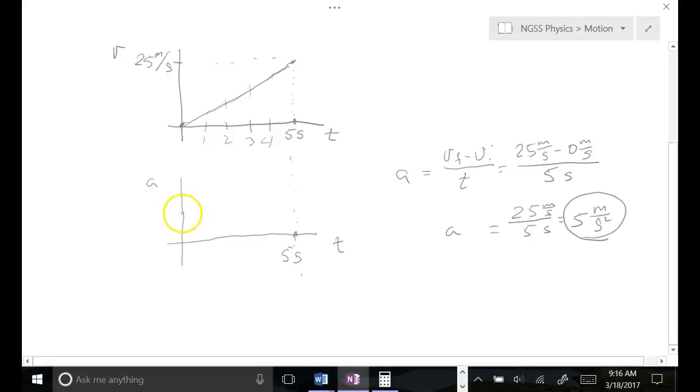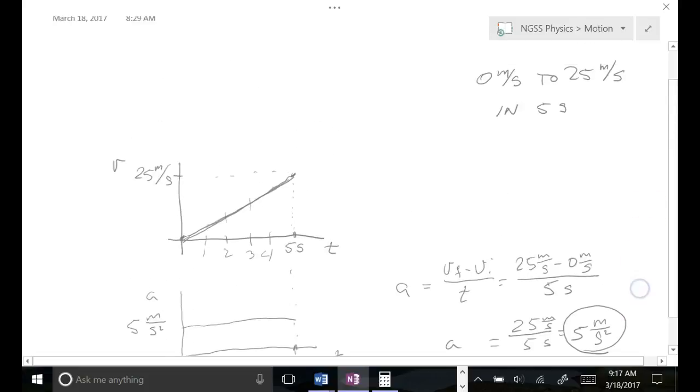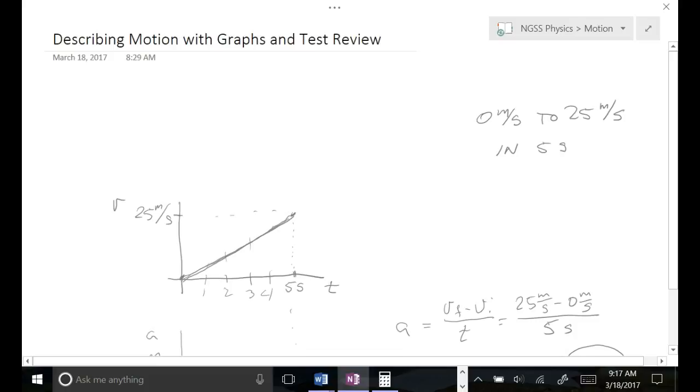Okay, so if I'm going to plot this, notice that this is a straight line. So what that means is the slope is the same at every point. So it's a constant. Graphing a constant is just a straight horizontal line at 5 meters per second squared. Okay, so we found our acceleration. Let me go back and find our change in position.